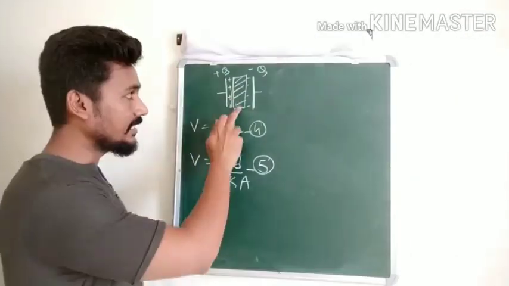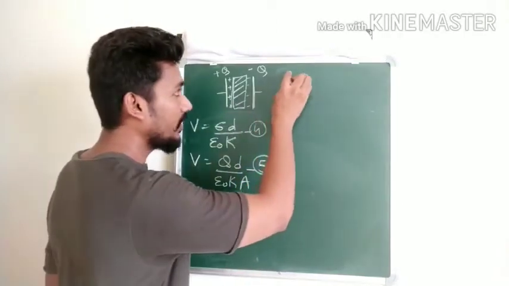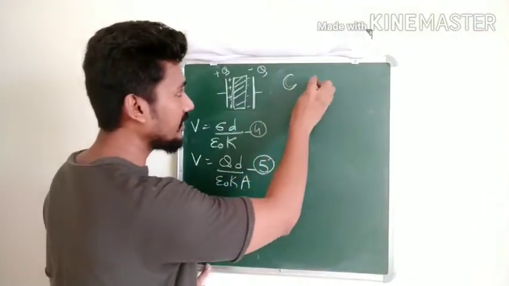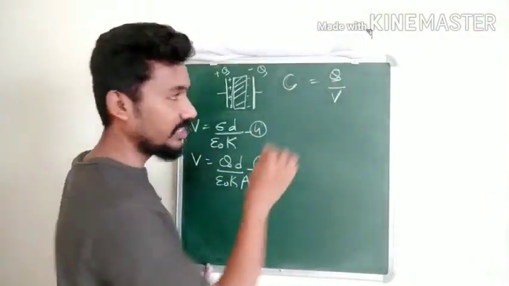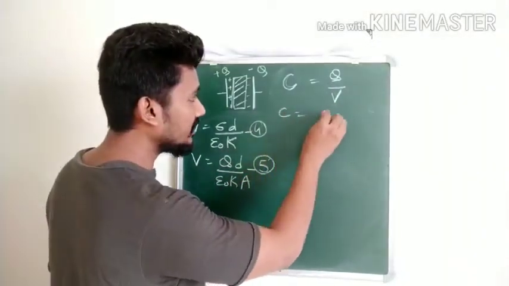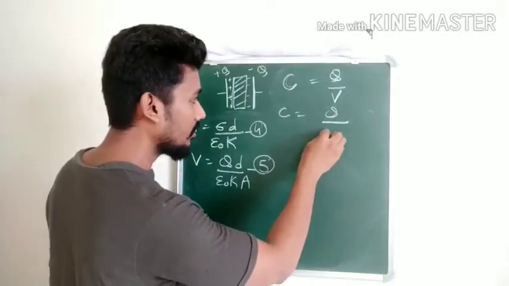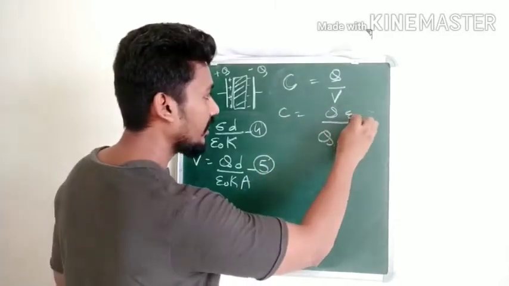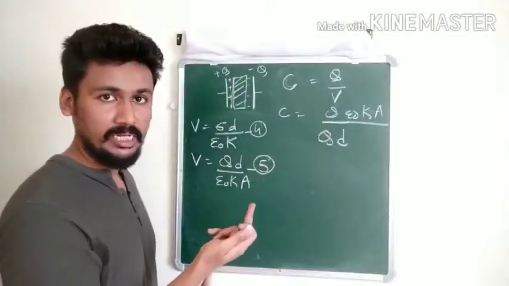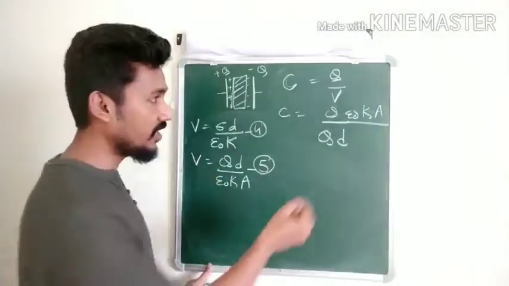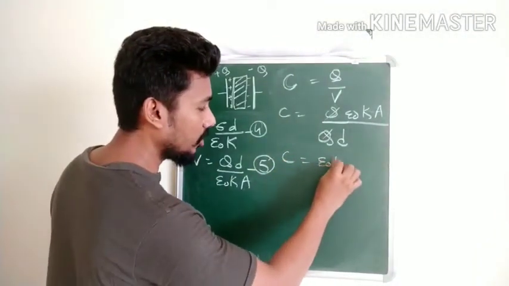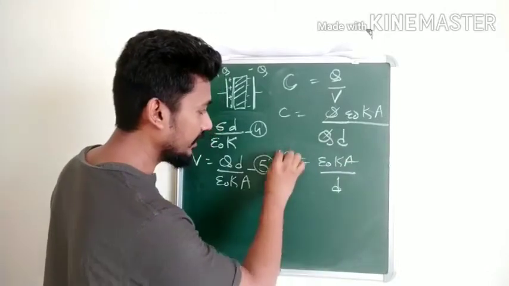Now, the capacitance of this particular capacitor will be given by capital C. Okay. So when the dielectric material has been put, capacitance C now becomes Q by V. This V is given by equation number 5. So we can write C is equal to Q upon (Q D upon epsilon naught K A). I'm sure you understand how we got this equation. In place of V, you have put equation number 5. Then this Q will get cancelled and you will get C is equal to epsilon naught K A by D.